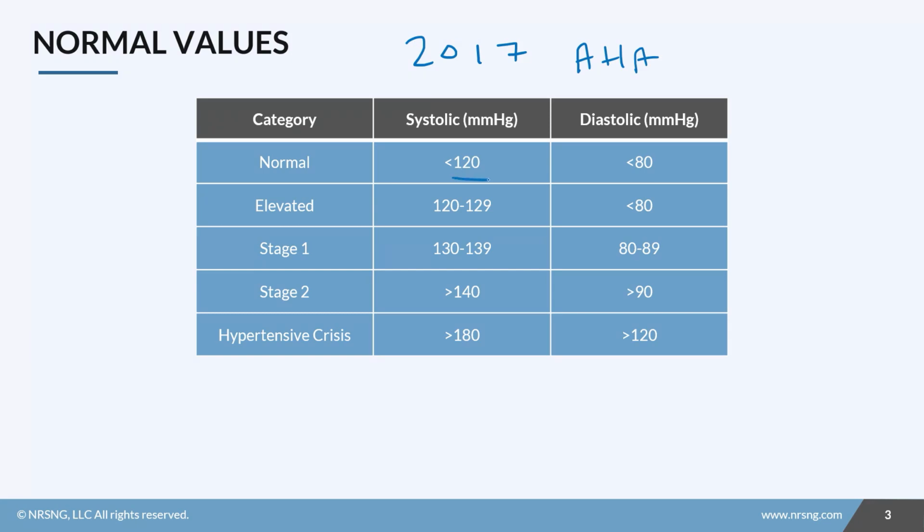So normal is less than 120 over less than 80. If your systolic goes above 120, you're considered to have elevated blood pressure. Stage 1 is 130 to 139 over 80 to 89. Stage 2 is over 140 over 90. And then you start hitting hypertensive crisis when your systolic gets above 180 and/or your diastolic gets above 120.